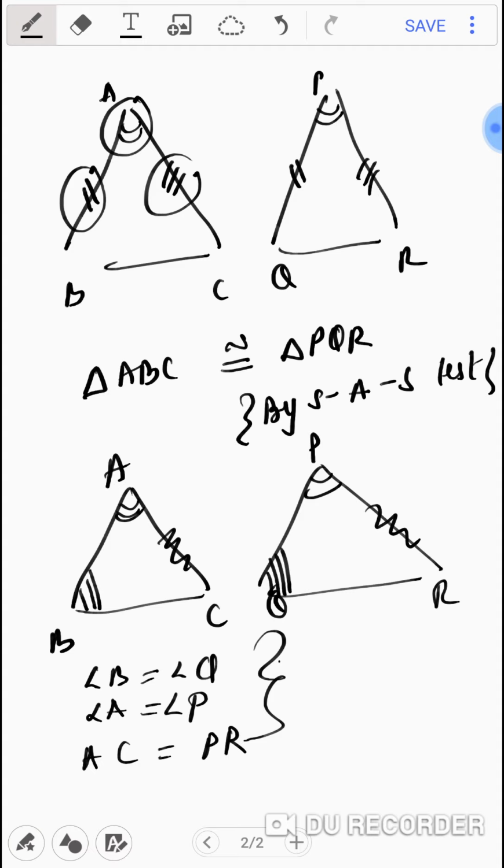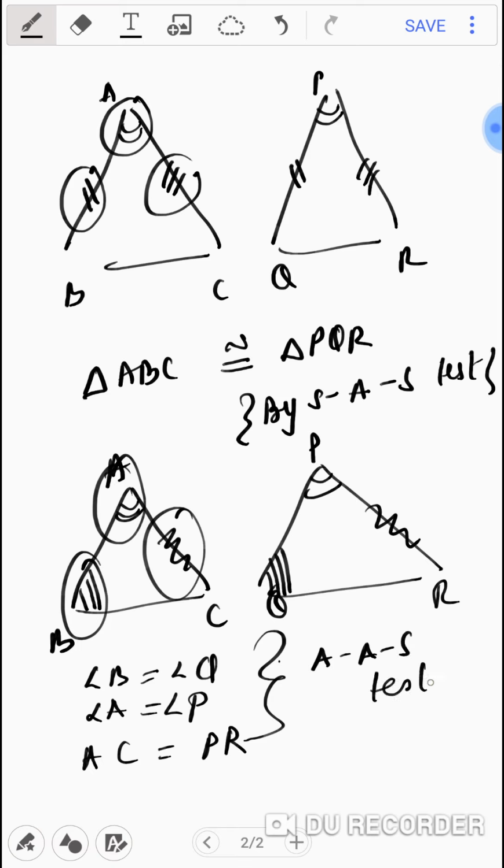So if this is the condition that two angles and the side next to them are equal, then we will say angle side test. So in this case triangle ABC is congruent to triangle PQR by angle side test. Got my point clear?